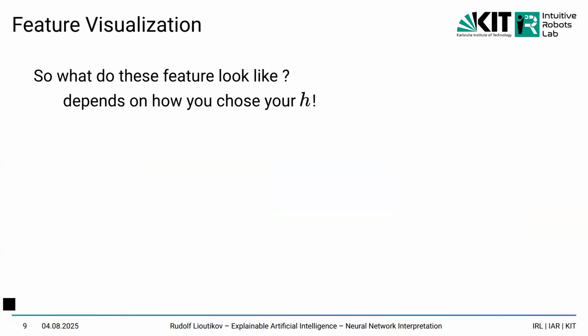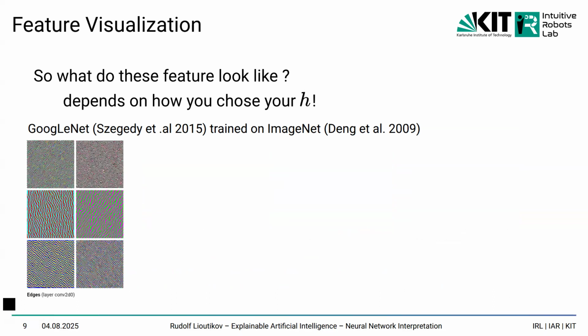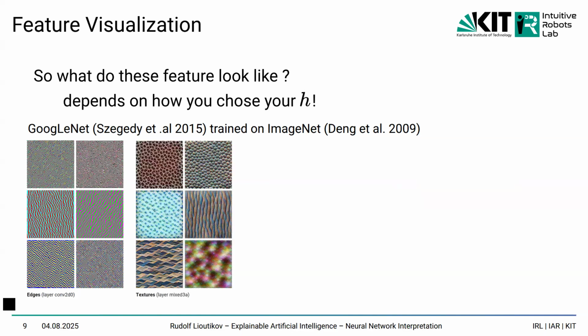Okay. So now the question is, what do these features actually look like? That depends very much on what you select your H to be. I think the first work that actually analyzed this was on GoogLeNet and ImageNet. And there we can see that in the early layers, in the beginning, it seems to be something like edges. Those images maximize the activation of the early layers. Does it make sense? Then later on, we have something like textures, it seems. So this would be some interpretation that we have here.